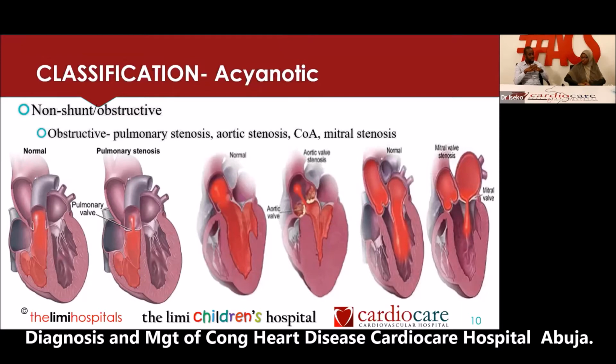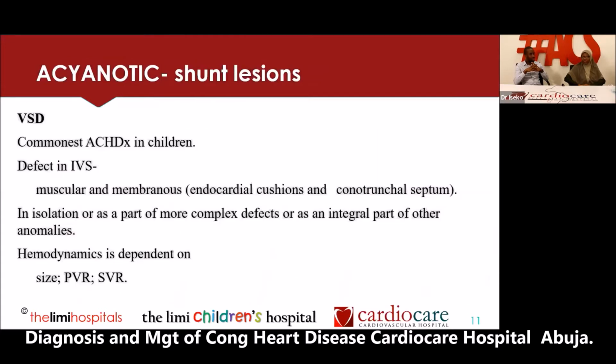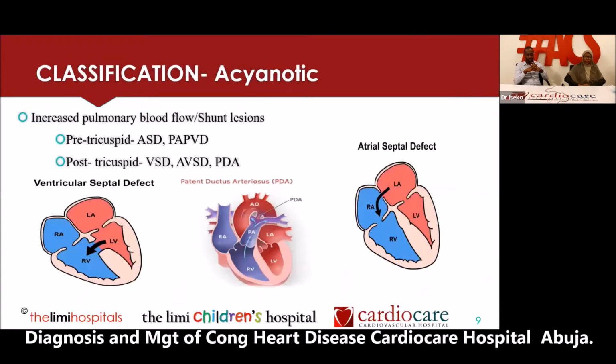And so what are the examples of the ones that are associated with decreased pulmonary blood flow? Things like pulmonary obstruction, pulmonary stenosis. Okay. Yes, that's one of the obstructive lesions.